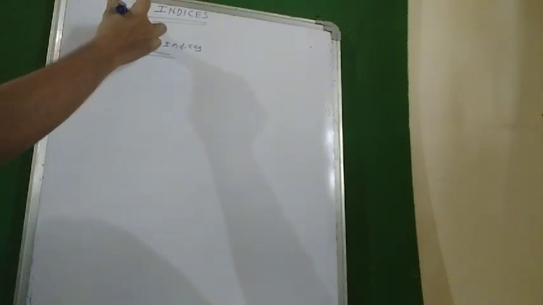That is chapter number 6 of the 9th ICSE, that is indices. Before starting this chapter, we will first see some laws of indices, and while watching this video, you also simultaneously write those laws in your notebook.